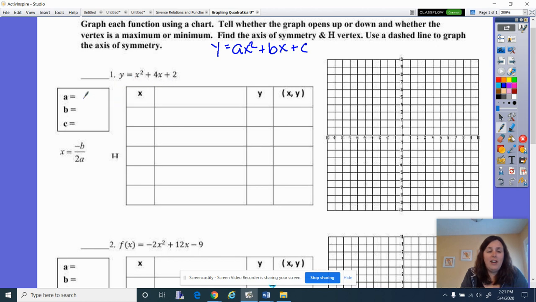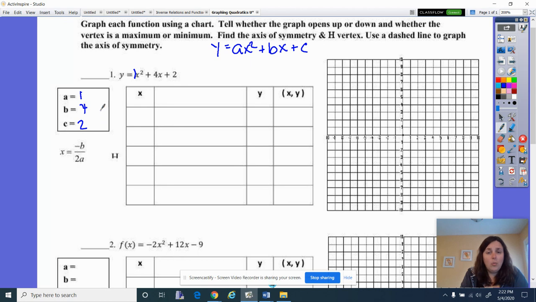Well, what's my a value? The number in front of the x squared. There isn't one. Just kidding. Yes, there is. It's that invisible 1. So a is 1, b is 4, and c is 2.